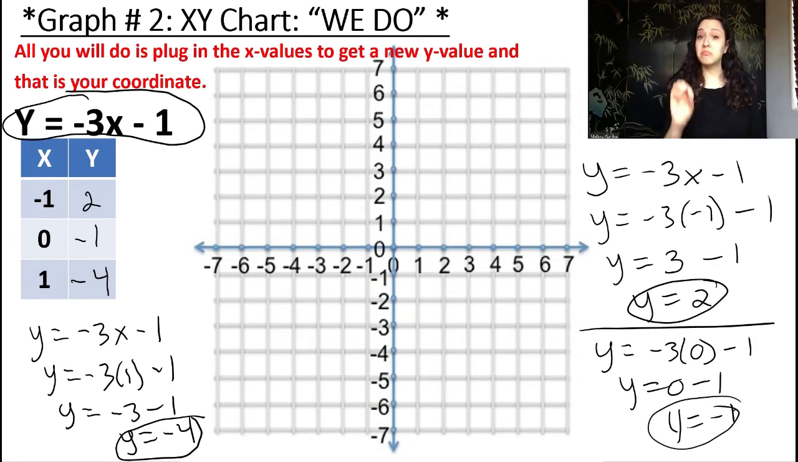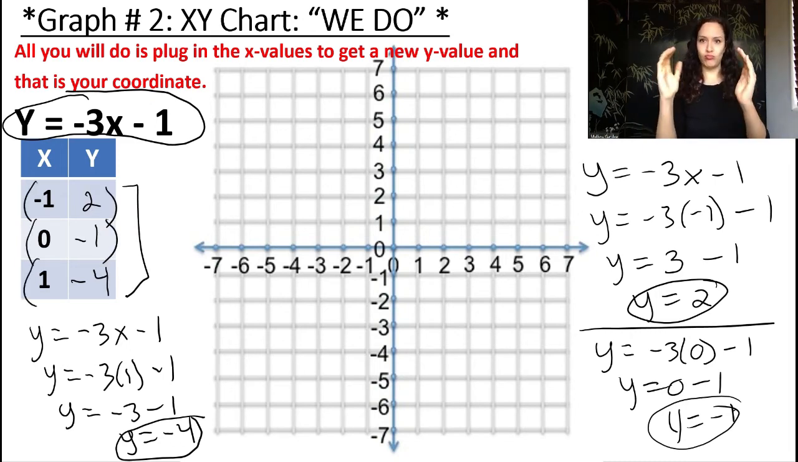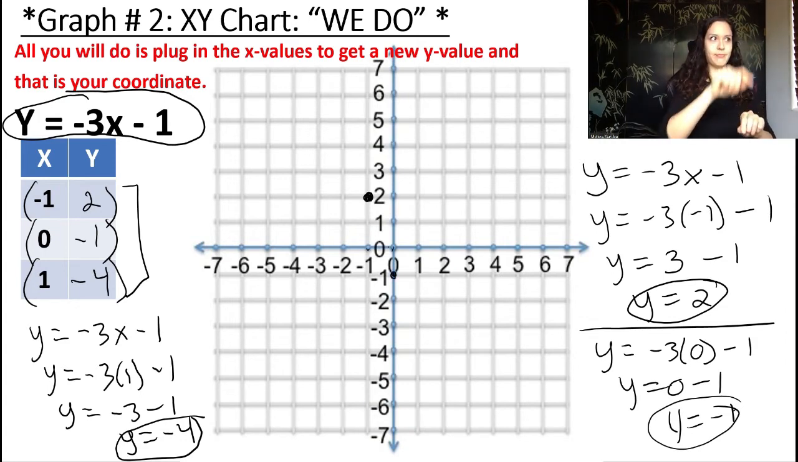Okay, looks pretty good. So remember, now these turn into coordinates. I had to fill in my XY chart, but now they turn into coordinates. Coordinates are the points. So negative 1: start at 0, 0, go to negative 1 to the left and up 2. Then go to 0, down 1 to negative 1. And then start at 0, go 1 to the right, go down 4. 1, 2, 3, 4. Right there.